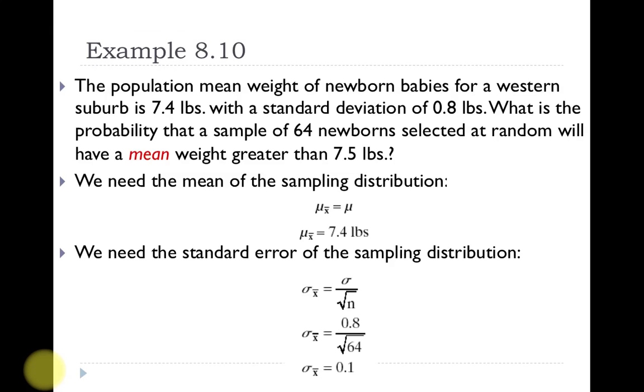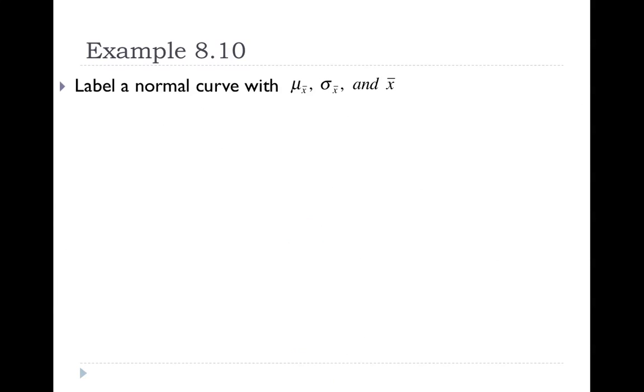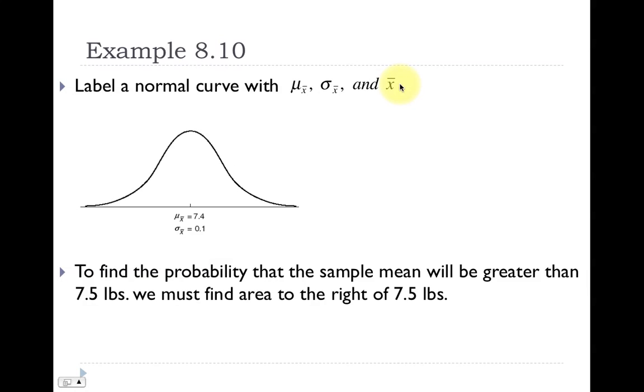Okay, so with those two values, 7.4 for the mean of the sampling distribution and 0.1 for the standard error of the sampling distribution, now we can answer the probability question using normal CDF. So let's look at a picture. In the center, we label the mean and the standard error, 7.4 and 0.1. The x bar is the sample mean that the question is making mention of.